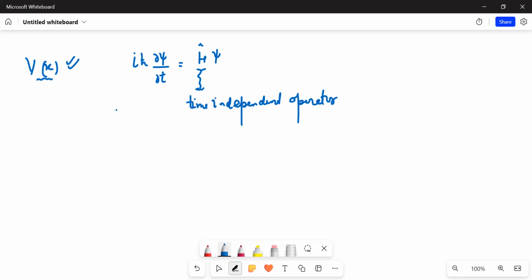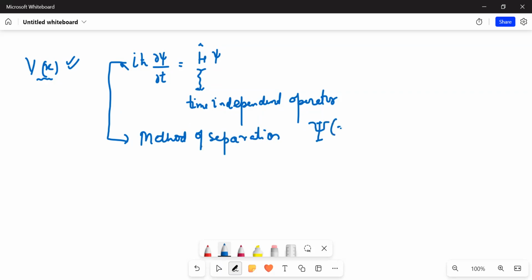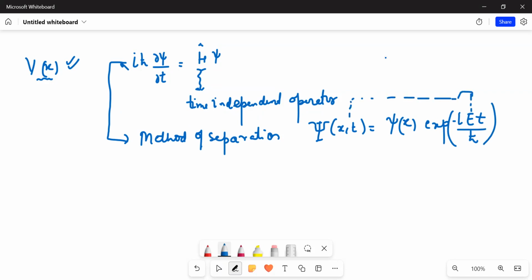Now here, to solve this, what we did is we used something called the method of separation of variables. And we found ψ as a function of x times e to the power minus iEt upon ħ, where E is the corresponding energy eigenvalue to this ψ of the time independent Schrödinger equation.